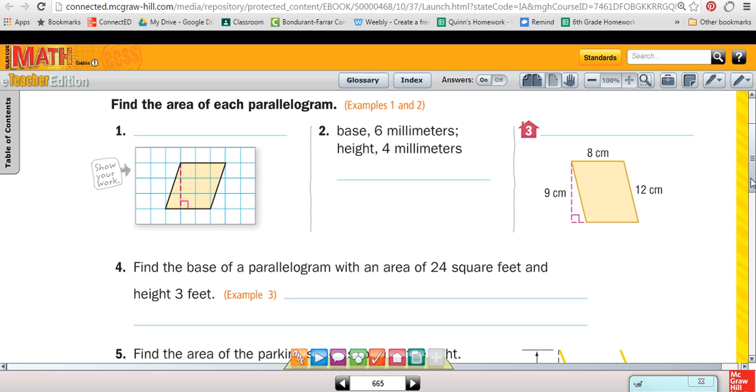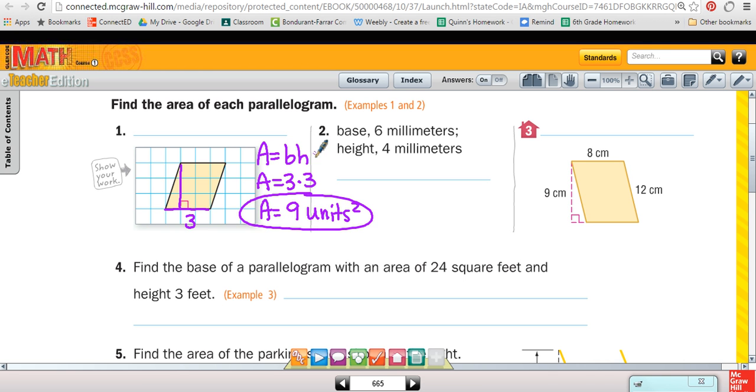Yesterday I told you that you needed to show me the work and the steps. So let's start with the first one. The area here equals base times height. So the base of this figure is 1, 2, 3 units. And the height is perpendicular to it, so 1, 2, 3 units for the height. So the area here is going to be 9 units squared.